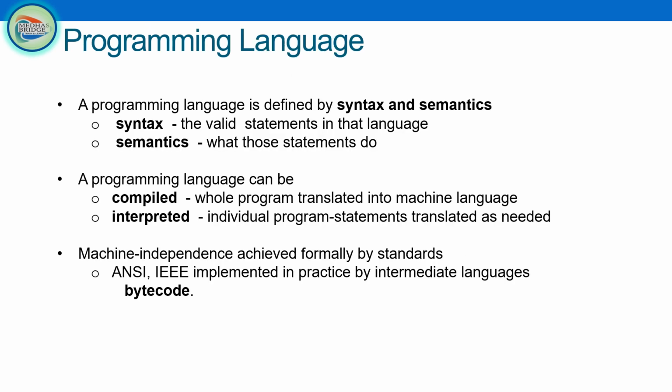Programming language. A programming language is defined by syntax and semantics. Syntax are the valid statements in the language, and semantics are what those statements do. A programming language can be compiled and interpreted. Compiled as in the whole program translated into machine language, and interpreted as in individual program statements translated as needed. Machine independence achieved formally by standards, for example, ANSI and the IEEE, implemented in practice by intermediate languages like bytecode. Bytecode here is how machine independence is achieved.